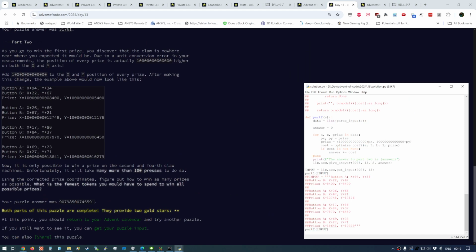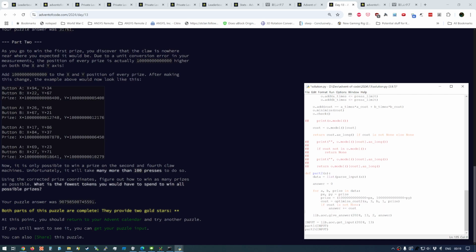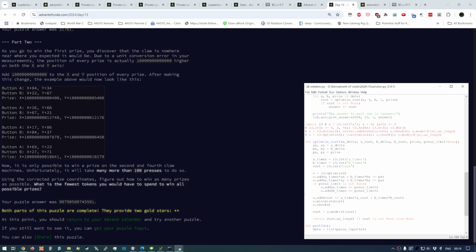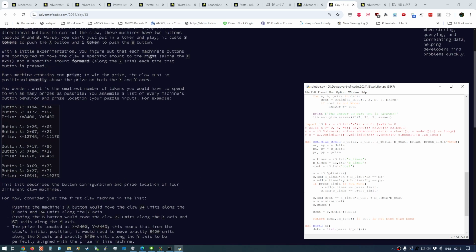Okay. Would have liked to have been better. I probably would have been better if I went with my gut and started using the Z3 solver in part one, but we got there. Because fundamentally, this whole problem is a set of equations and optimizing the equations.